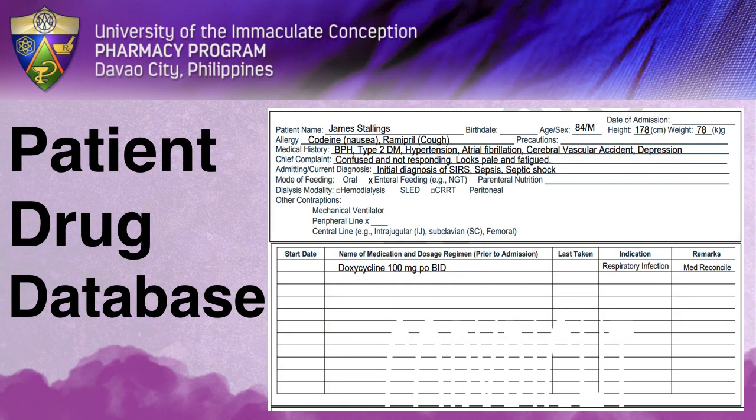Based on the case study given, we have gathered the following data. Patient's name, James Stallings, 84 years old, male, height 178 centimeters, weight 78 kilograms, allergic to codeine causing nausea and ramipril causing cough. Medical history includes BPH, type 2 DM, hypertension, atrial fibrillation, CVA, and depression. The chief complaint is confused and not responding, looks pale and fatigued. Admitting diagnosis of SIRS, sepsis, and septic shock. Has undergone enteral feeding, and the patient was given doxycycline 100 milligrams twice daily, 3 days prior to admission for respiratory infection.